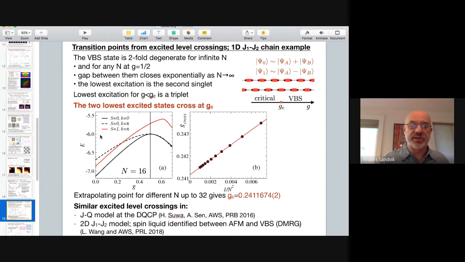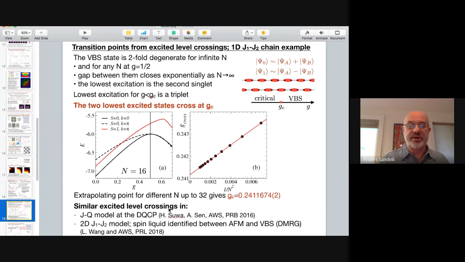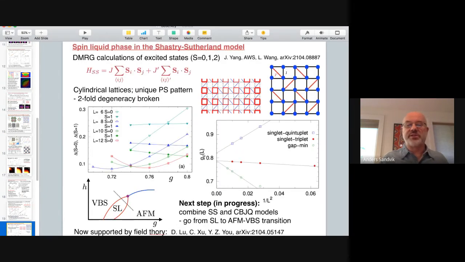there's a level crossing. Now, this has been done also together with Arnab Sen, also in the 2D JQ model, so we could see such level crossings in the JQ model. And with Ling Wang, we also looked at the 2D J1-J2 model. And in this thing, which I will not discuss in detail, just show the slide here, we showed that such level crossings occur in the Shastry-Sutherland model as well.